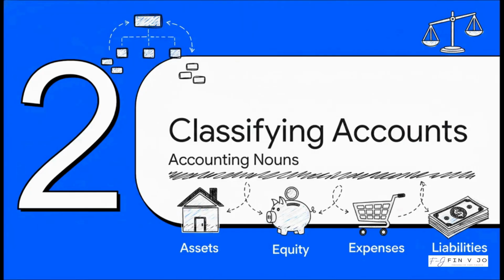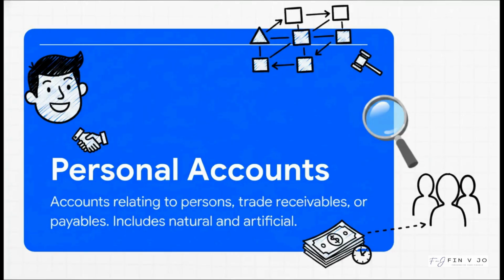Moving on to Section 2, classifying your accounts, or as we can think of them, the nouns of accounting. Before we can really use this language, we have to define our vocabulary, our accounts. The first category is personal accounts. Just like it sounds, these relate to people or entities you do business with, but we break this down into 3 neat subcategories. First, natural personal accounts, so actual human beings, like a customer or a vendor.